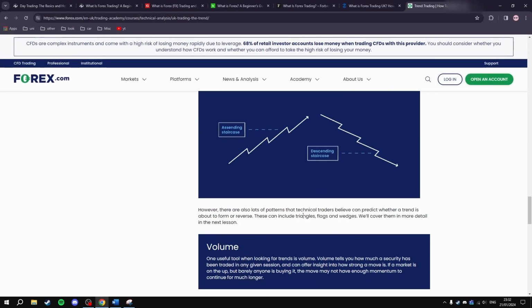However, there are also lots of patterns that technical traders believe can predict whether a trend is about to form or reverse. These can include triangles, flags and wedges. We'll cover them in more detail in the next lesson.